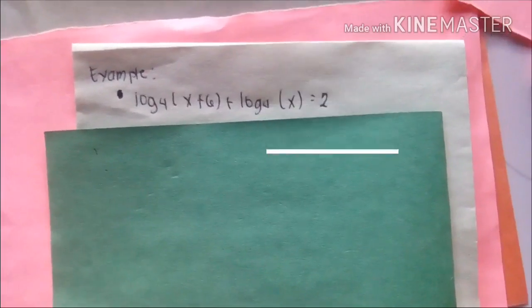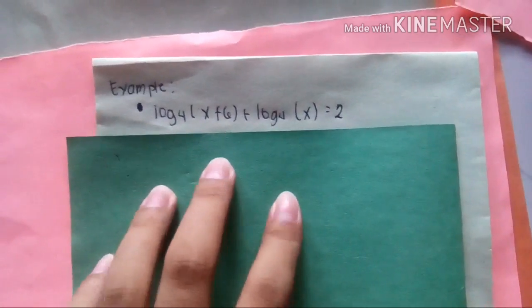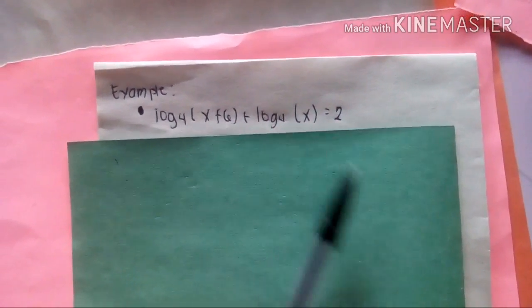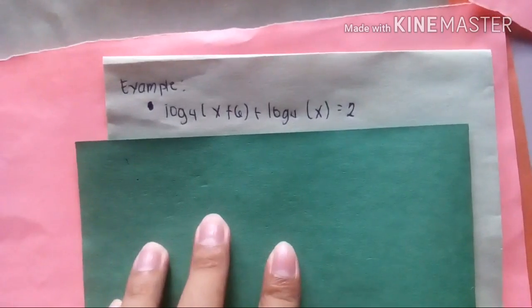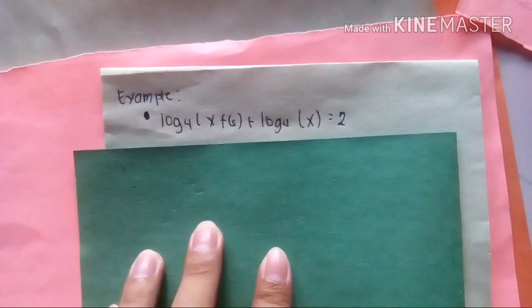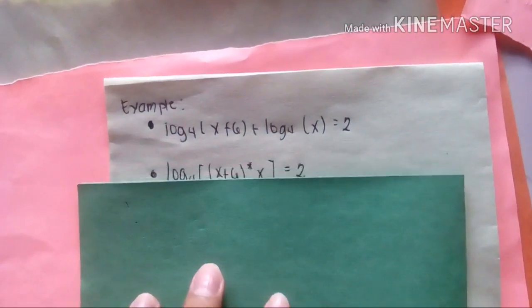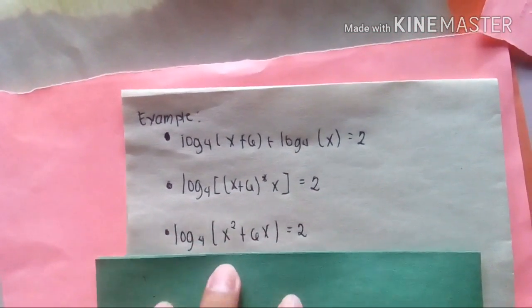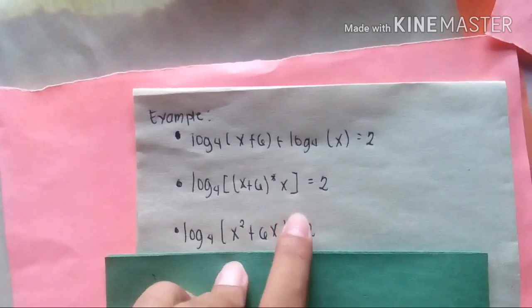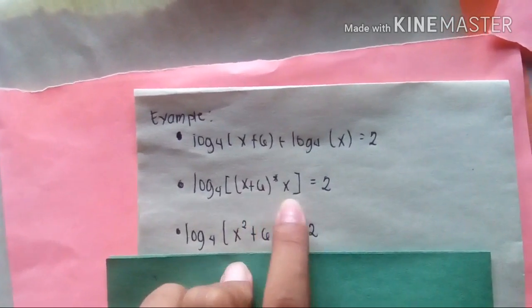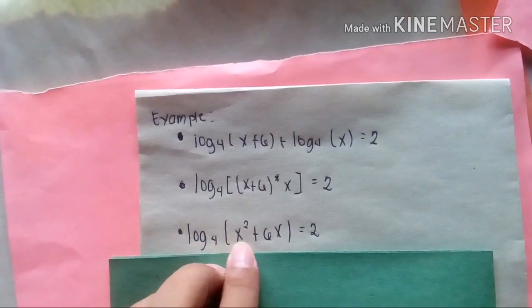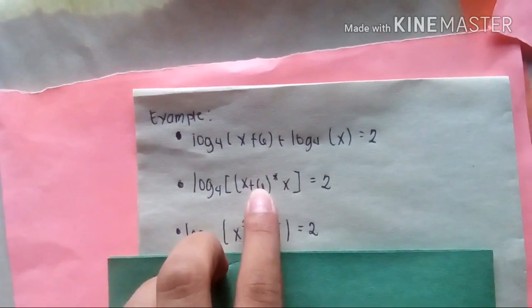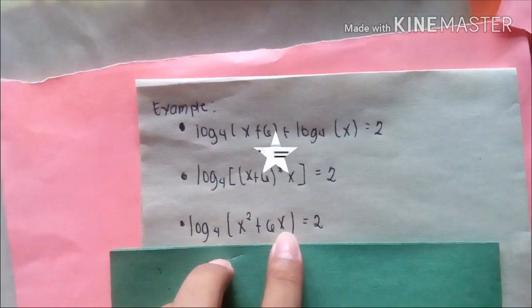Then, apply the product rule. If there are two logarithms added together in an equation, you can use the product rule to combine the two logarithms into one, like this. Then, multiply this. x times x equals x squared and x times 6 is 6x, equals 2.